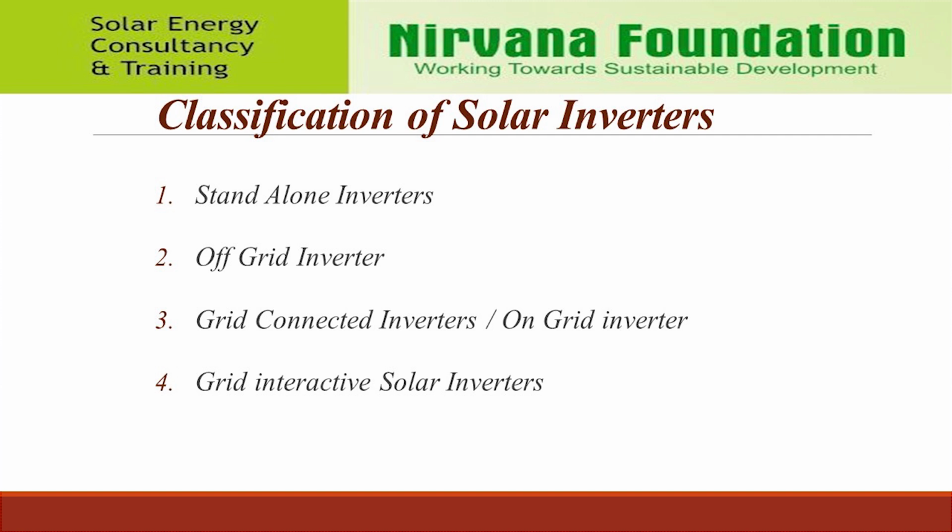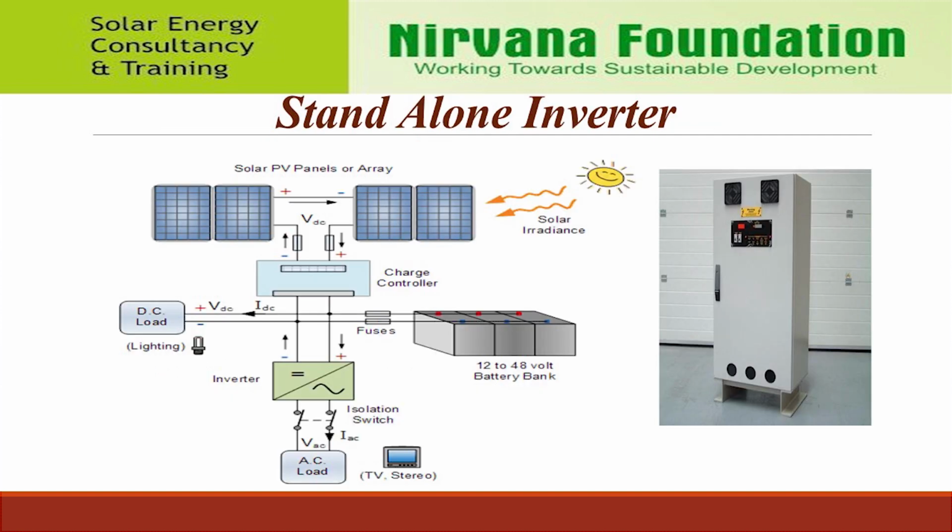Classification of solar inverters. Standalone inverters. Off-grid inverter. Grid-connected inverters or on-grid inverter. Grid interactive solar inverters. Standalone inverter. A standalone solar system. The solar panels are not connected to a grid but instead are used to charge a bank of batteries.